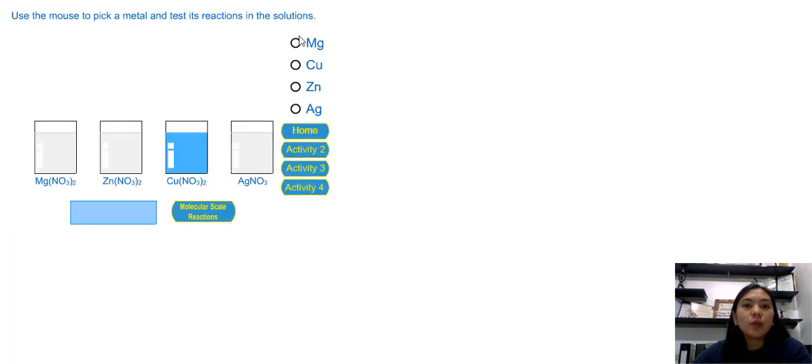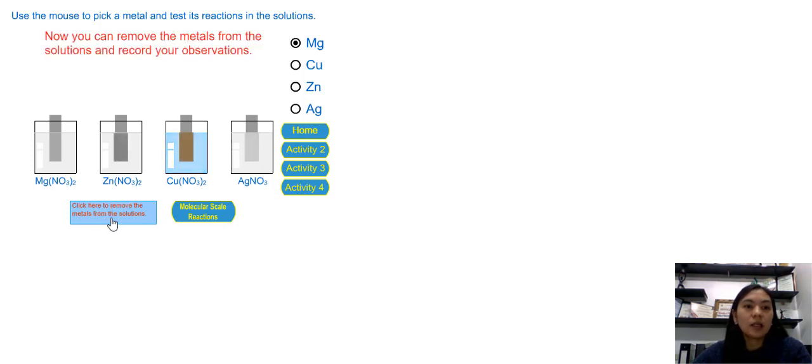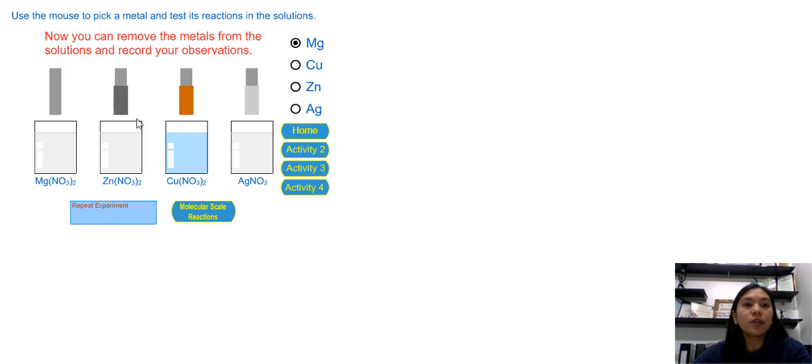Let's click on activity 1, and we are to choose from any of the metals here. For example, let me choose magnesium. Here is the magnesium strip, and we are going to dip it in these beakers containing different aqueous solutions. This one says click here to place the metals into the solution, so click that and we wait for a while. Then click it again to remove the metals from the solutions. As you can see, some of the magnesium metal strips reacted with the different aqueous solutions. However, for this particular solution, magnesium nitrate, no reaction happened. You can see it by the difference in colors. This is the original color, and this is the new color.